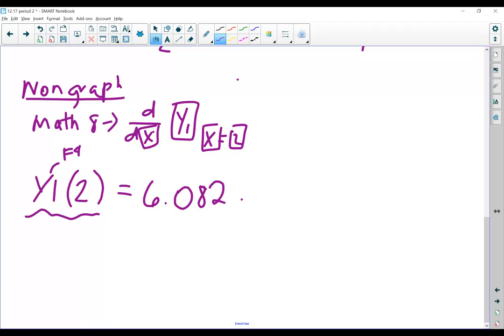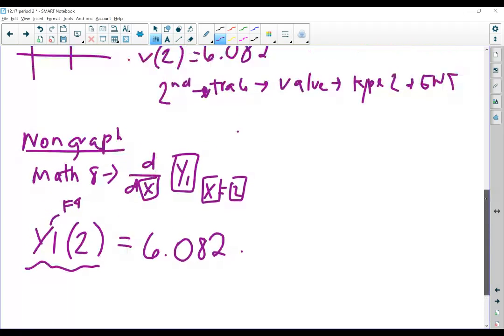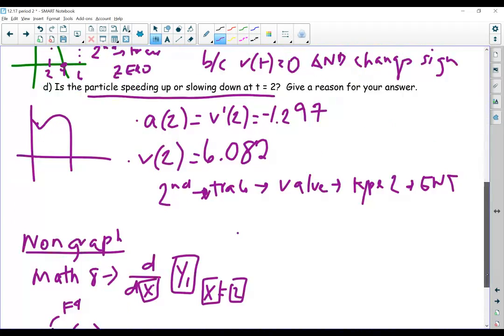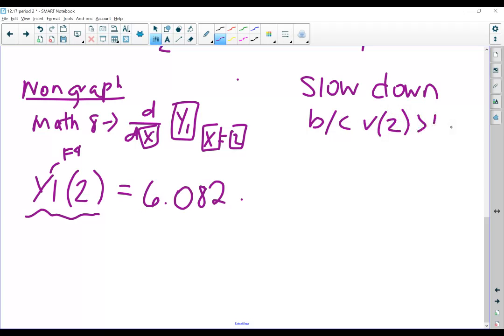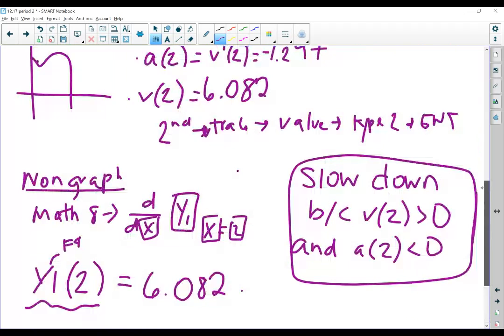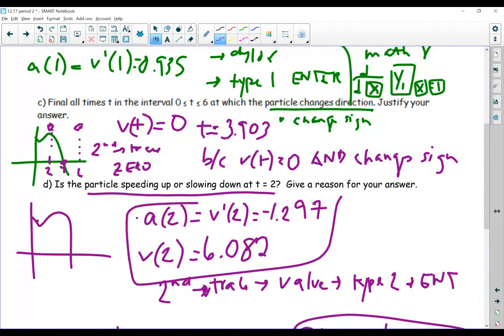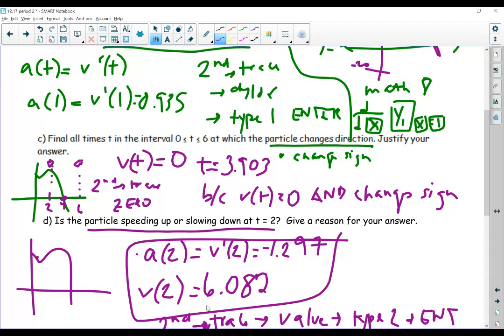So now what can we conclude about this? Well, let's look at them. The velocity is positive, but the acceleration is negative. Therefore, the particle is slowing down, because v of 2 is positive and a of 2 is negative. Again, look how much work I wrote. I wrote the 2 numbers and then I wrote the answer and I'm done. And I got a 9 out of 9 and I did no algebra, team. That's the whole point.